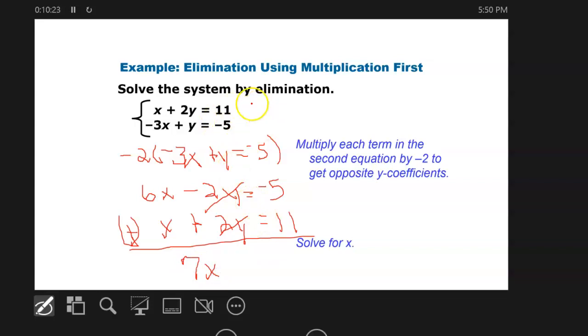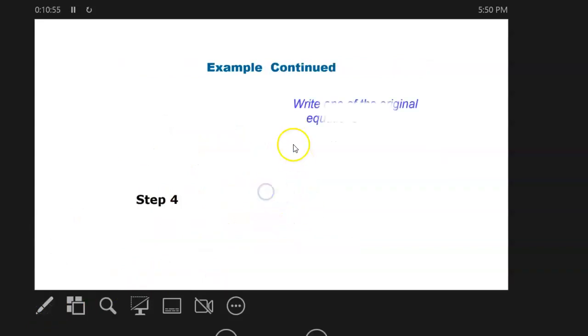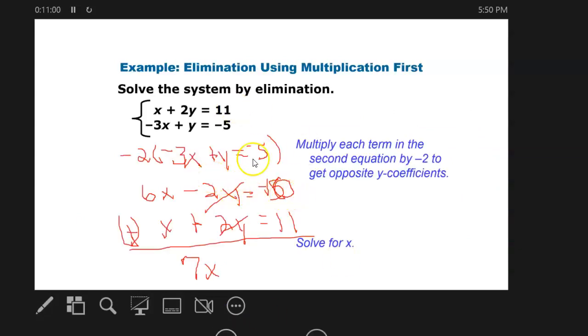And I'm going to add the two numbers together. I have here a positive 10 because I multiplied negative 2 times negative 5, and that gave me a positive 10. And I'm going to add 10 plus 11, which is going to give me 21. Divide both sides by 7. And I'm going to get x is equal to 3.